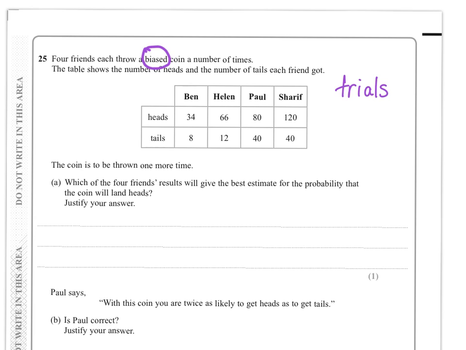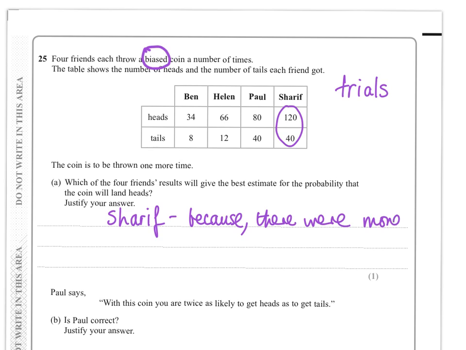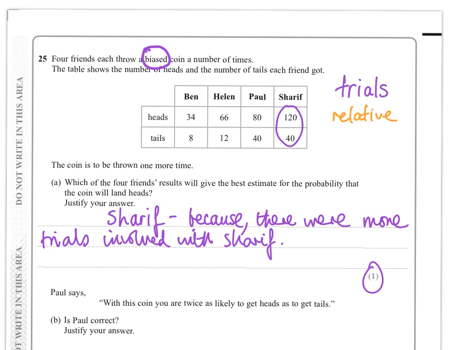So in this case, Sharif is the one who I would rely on the most. So I'd write that down, and all you need to do is say something like, because there were more trials involved with Sharif, or something of that nature. It's only 1 mark, so that's all you need to say. It's all about something called, and the topic is relative frequency. So you can look that up or talk with your teacher about that.